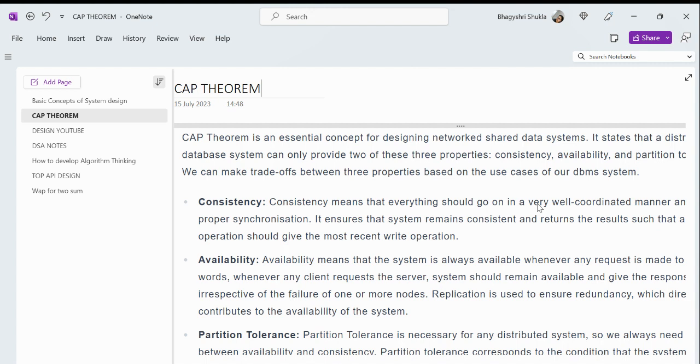And third, we have partition tolerance. Partition tolerance is a necessity for any distributed system, so we always need to choose between availability and consistency. Partition tolerance corresponds to the condition that the system should work irrespective of any failure or breakdown of nodes. Due to the massive dependency on the network, it prevents the distributed system from falling into the trap of network failure. So partition tolerance is an essential concept in the CAP theorem when designing a system.